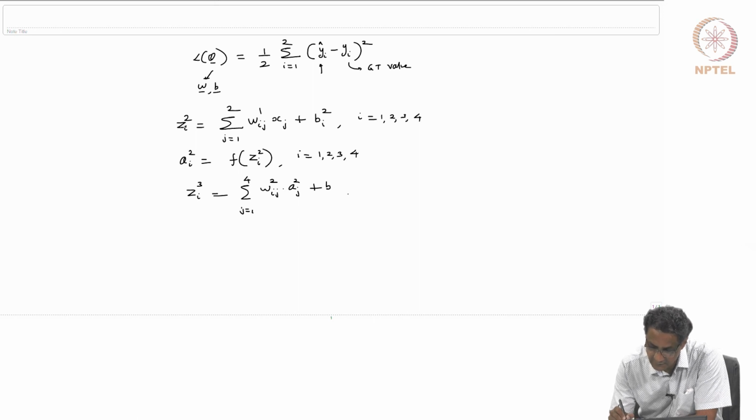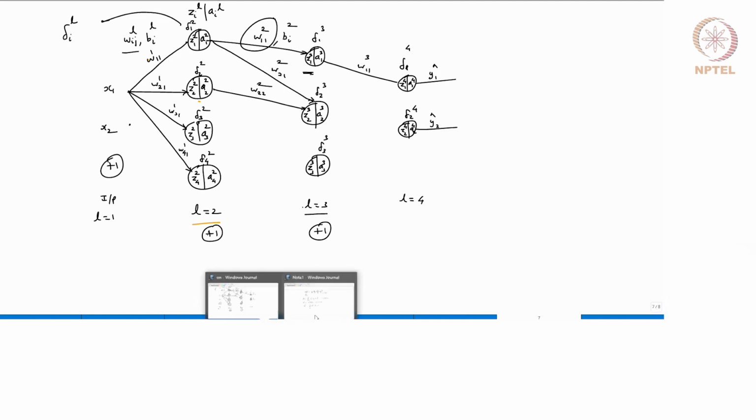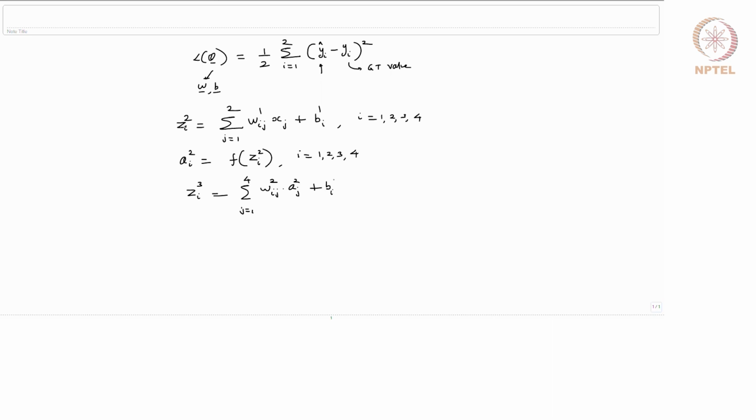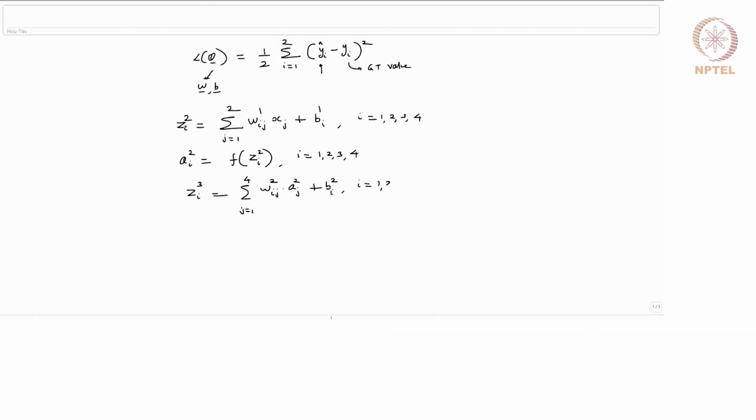Bi, oh, but here it should have been Bi1, not Bi2. That is why I am saying you guys should be careful. The first one is Bi1, by the way, and this will be Bi2. And now I goes from what? 1 to 3, because you have only 3 neurons there. Sorry, is that correct? 1 to 3, right? So I goes from 1, 2, and then 3. And then you will have Ai3, which is simply f of Zi3.